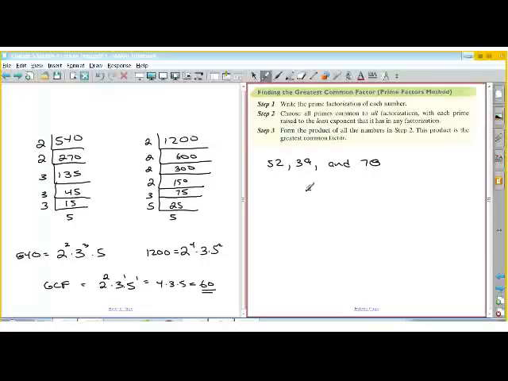So you do the same thing. You do the prime factorization for each number, but in this case you do it 3 times because you've got 3 numbers. So I'm just going to go ahead and do these, and if you have questions about how I get these, let me know.